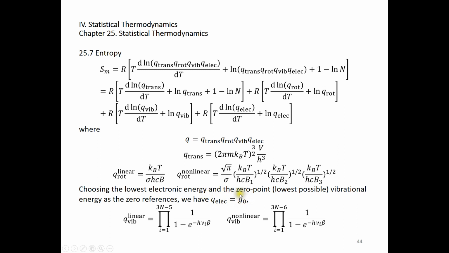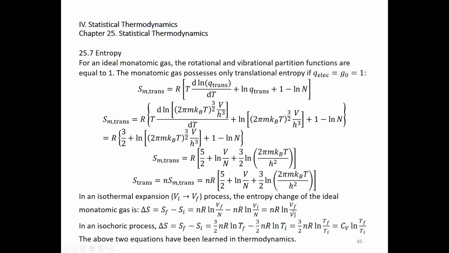If we choose the zero-point vibration energy as the zero reference, then the vibrational partition function is simply the product of 1 over 1 minus e to the power of negative h nu beta. For a linear molecule, we have 3N minus 5 different vibrational modes. For a nonlinear molecule, we have 3N minus 6 different vibrational modes.